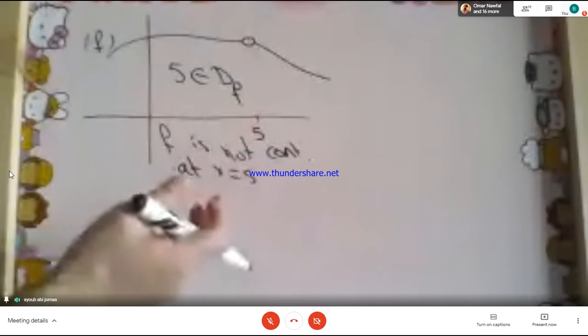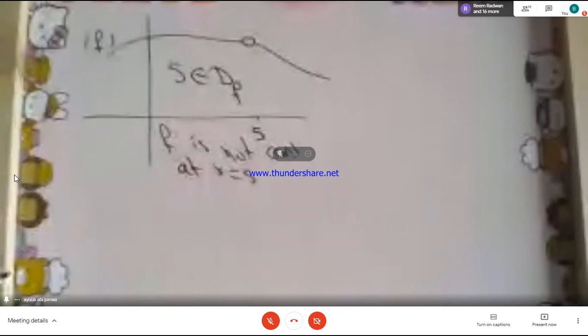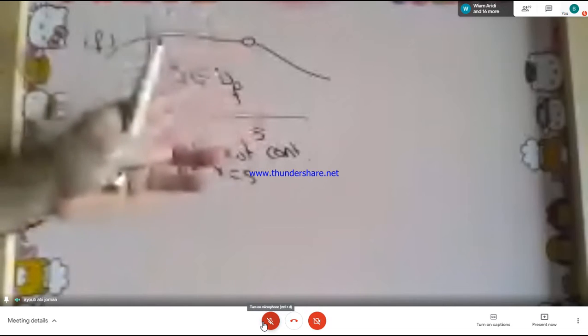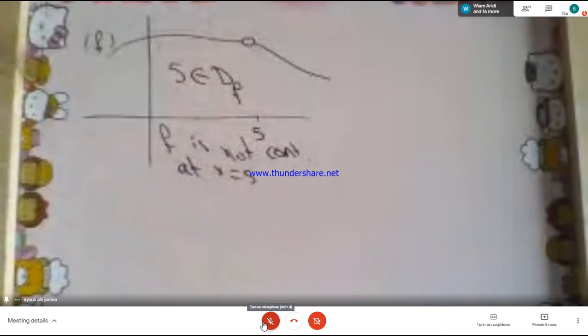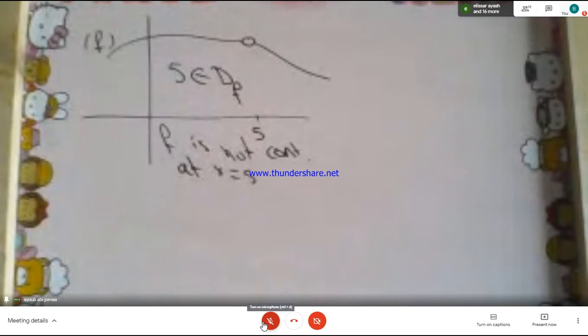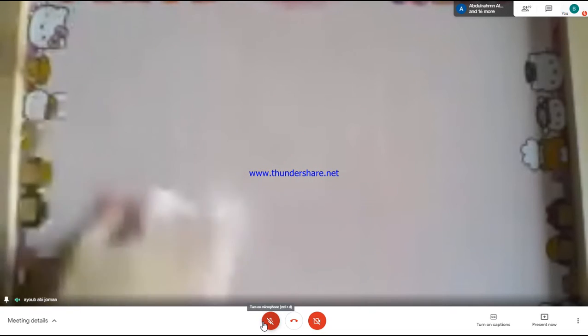So the first condition, the function should be defined at the given number. When we say it is not continuous because 5 is not in the domain, to start talking about continuity, the number should be in the domain. So the first condition: the number should be in the domain. Let's give another graph in which the function is not continuous at this point.